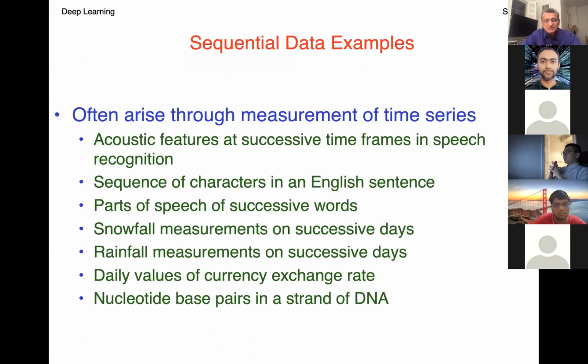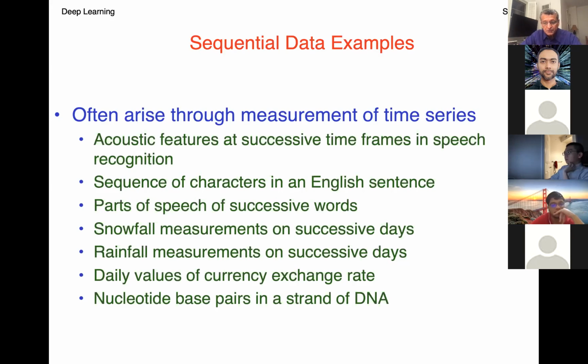So examples of sequential data are manifold. I think you would have heard of this, maybe even in the introduction to machine learning course. They often arise through measurement of time series. So we have acoustic features at successive time frames in speech recognition. If you want the computer system to recognize what we are saying into a microphone, it would be using acoustic features at successive time frames, time intervals, sequence of characters in an English sentence, parts of speech of successive words.